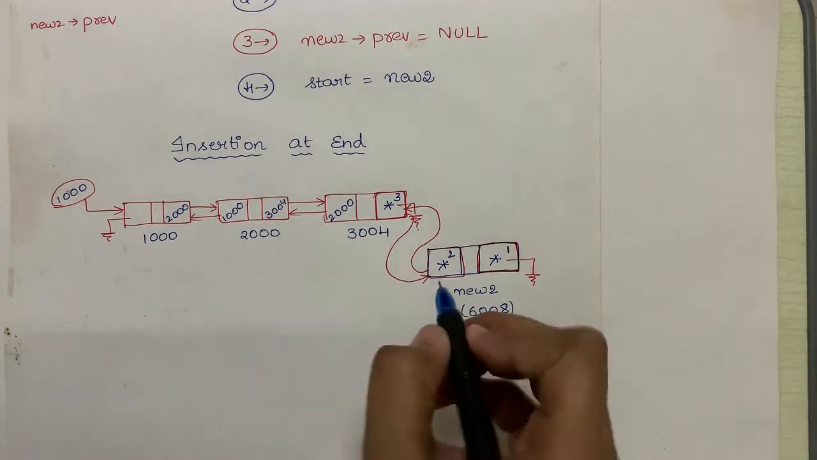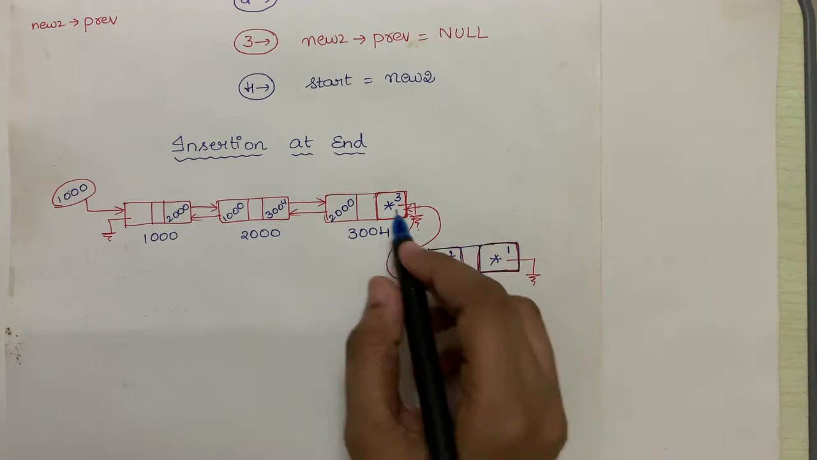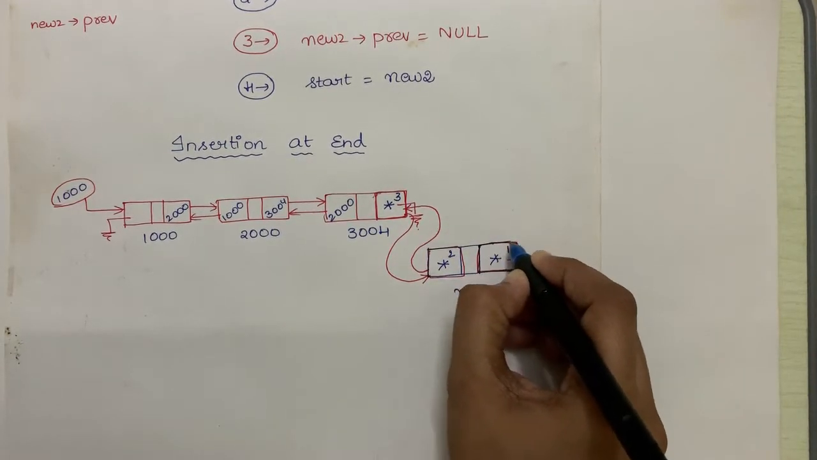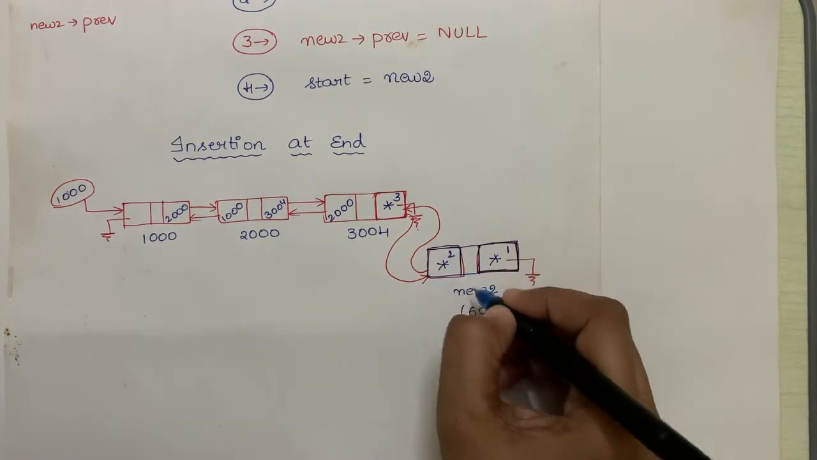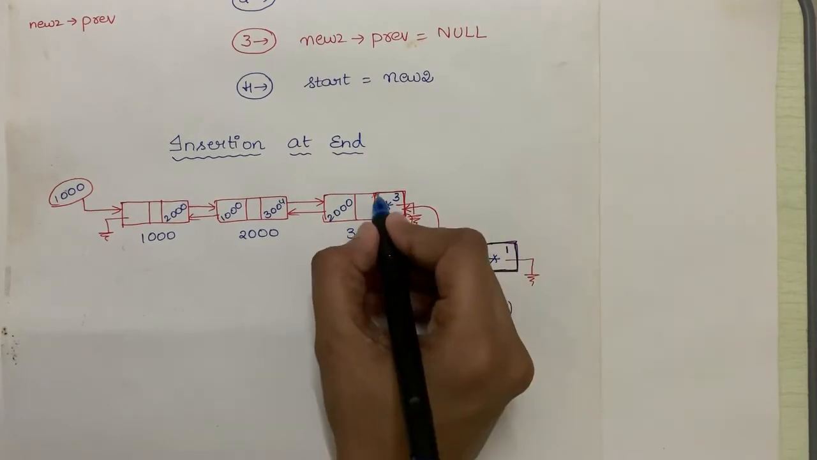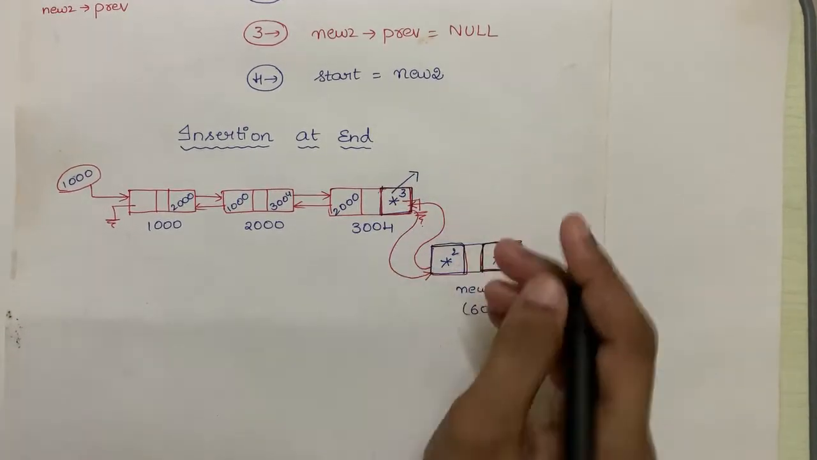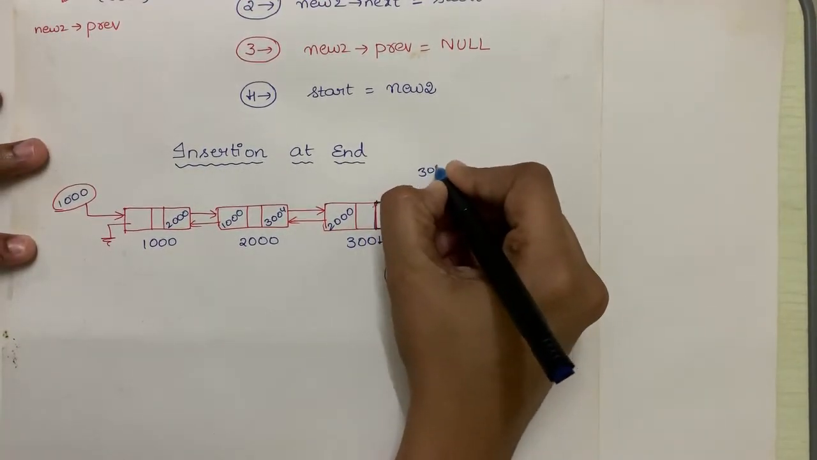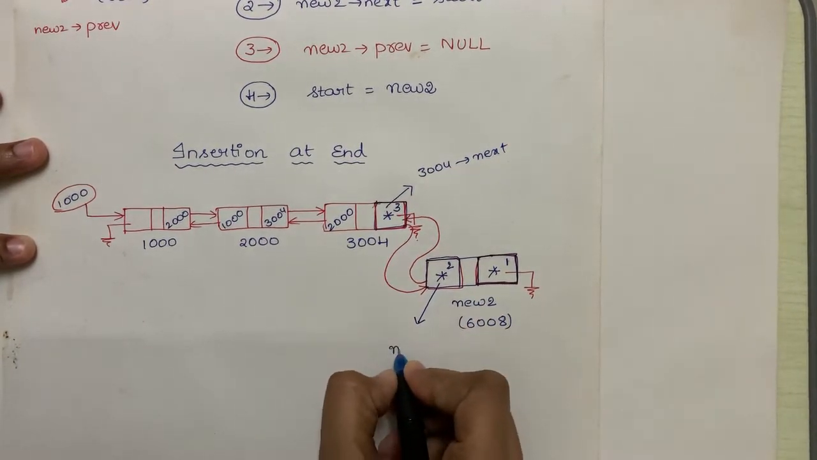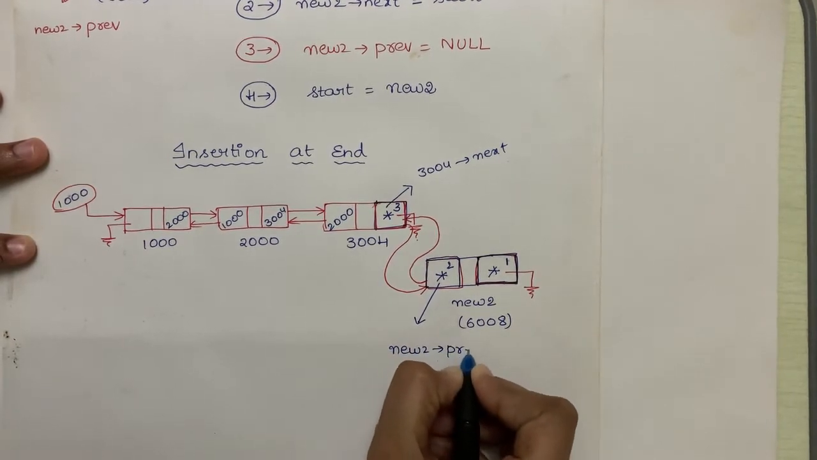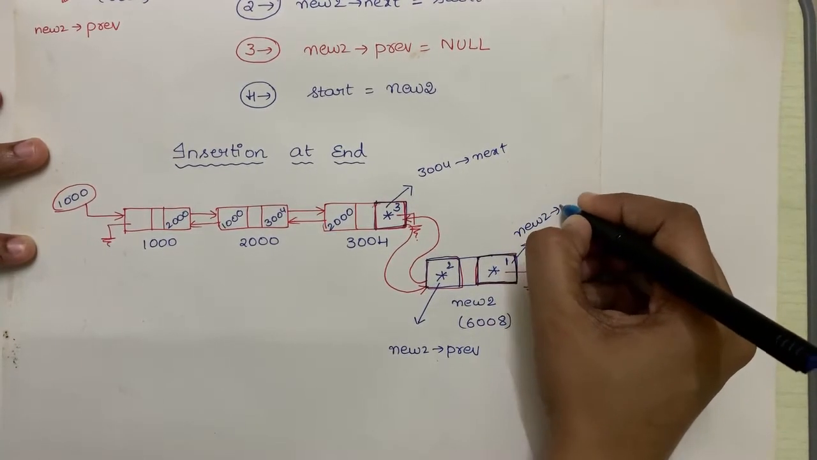So to continue with operations and statements, we should know the names of these 3 fields. So first name of this first field is new2 next, and this field is new2 previous. And what is the name of this node? 3004 next. So name of this node is 3004 next, and name of this node is new2's previous node, and this link, new2 next.